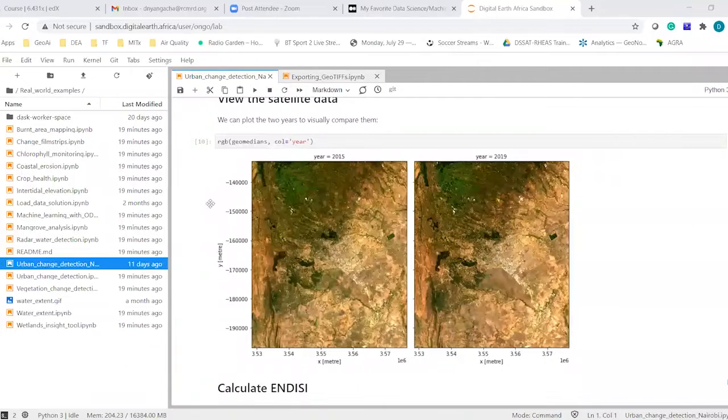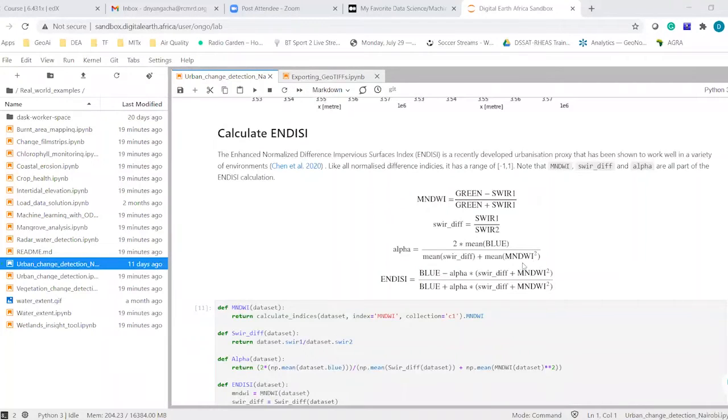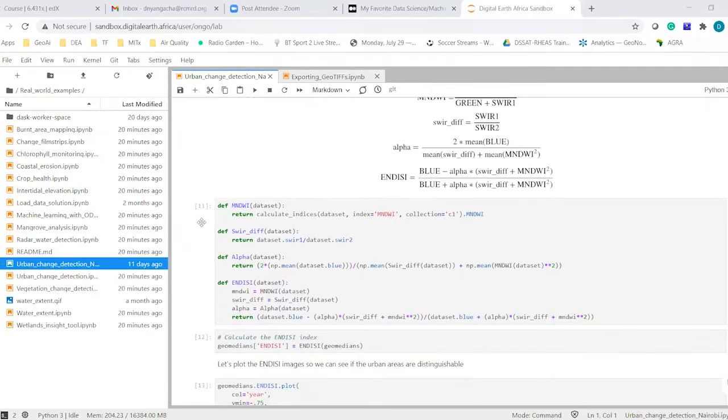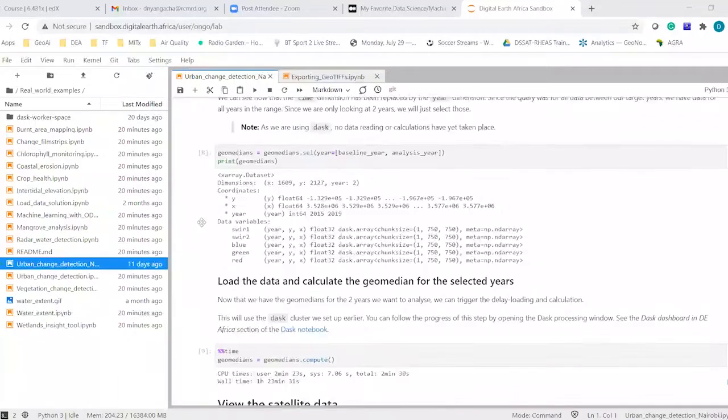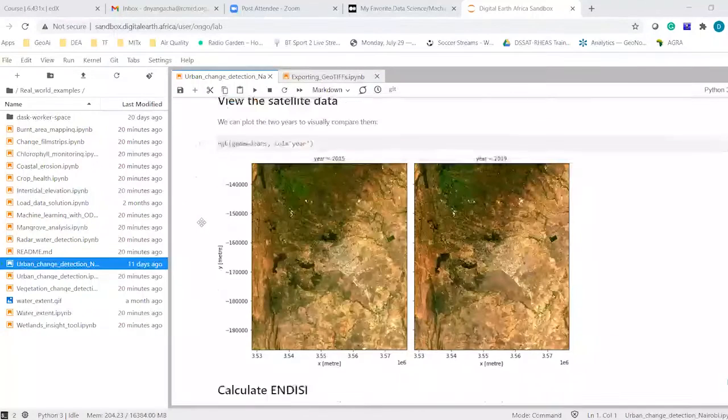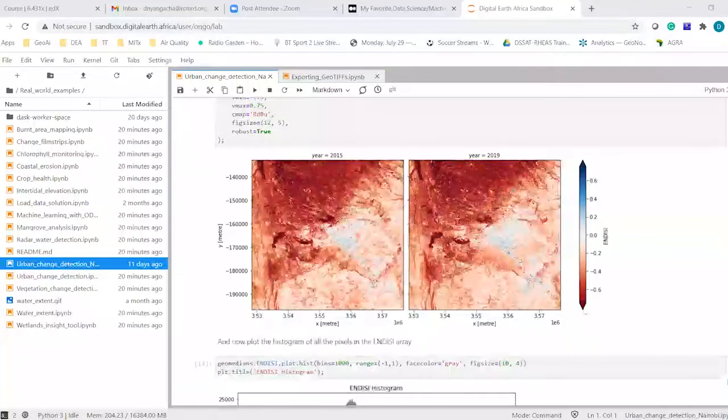The formula for calculating NDC, I think this is a very beautiful tool because it combines quite a lot of wavelengths to be able to get what we want. I hope maybe we can try this with Landsat or any other platform, or even Sentinel-2. Okay, so these are the products that I was getting with changes over time.